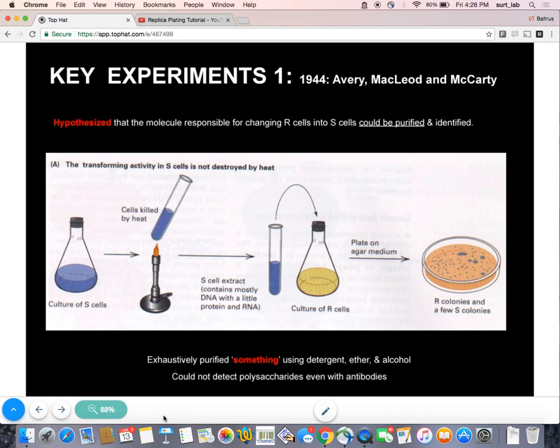In this case, Avery is not looking at killing mice. He's actually looking at a difference in the morphology on plates. He's a nice guy, he didn't want to kill a lot of mice. So instead of looking at life or death, he looked for the presence of smooth cells in the original plate that was rough cells. So he would mix the heat-killed S cells with a culture of R cells, plate them out, and look for these smooth, goopy colonies to show up.